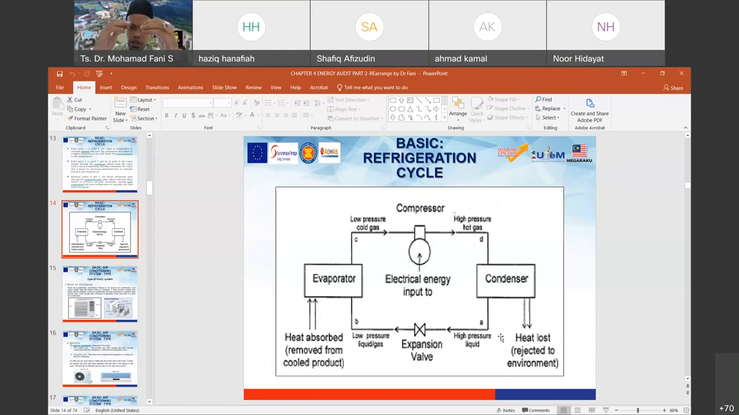So the refrigeration cycle in this process is set to maintain the temperature. For the water-cooled types of aircon, the chilled water temperature will be maintained at about 7 to 9. So this is the process of how a chiller will maintain the temperature of the water.